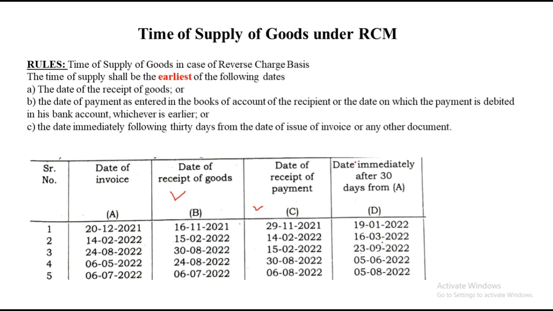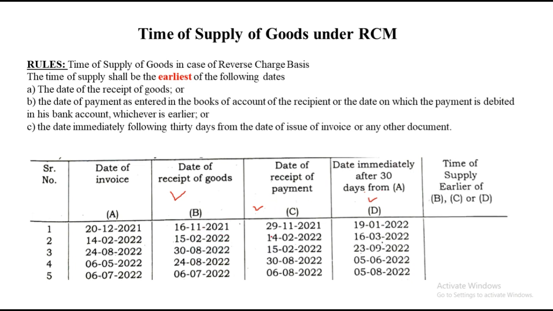So we need one more column, immediately 30 days from A. So from invoice, calculate 30 days, and we'll have to make a new column. And once you get that column of 30 days, so it was 20th December, so 30 days ahead will become 19 Jan 2022. Okay, once you get that, the rule is very simple. Date of receipt of goods, date of payment, and 30 days from the date of invoice. Whichever is earlier will be your time of supply.